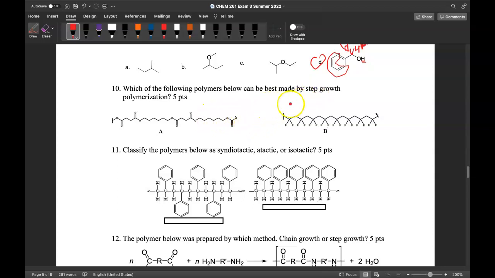Step growth, most likely you have condensation, and that's how we make esters. You must have joined here, joined there. This piece would have been a monomer. 1 2 3 4 5 6, 1 2 3 4 5 6. That's a monomer, and then the other side, if you cut here, this must have been an acid. I told you esters are made when acids and alcohols combine, losing water. That is step growth. So that's the answer.